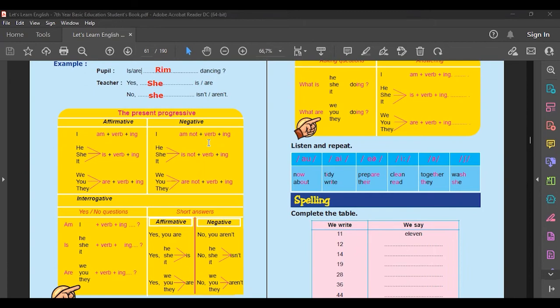He, she, it plus is not plus verb plus ing. For example, we say she is not dancing. He is not watching TV. You, we, they plus are not plus verb plus ing. We say we are not swimming. You are not listening carefully. They are not cycling. Okay?